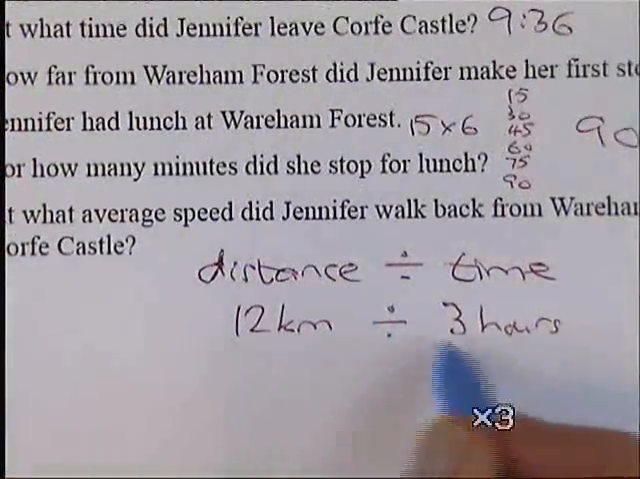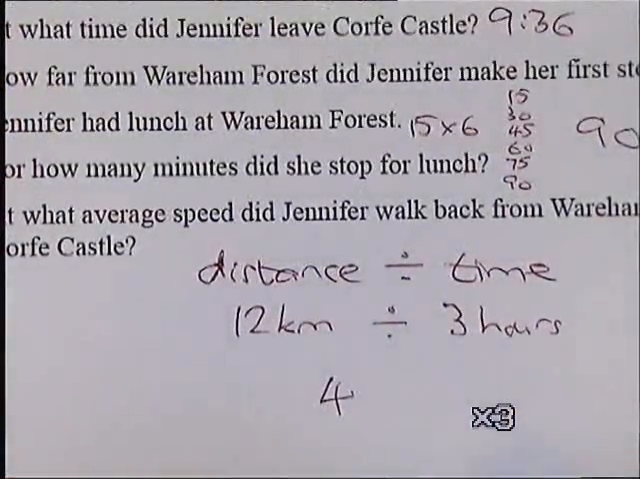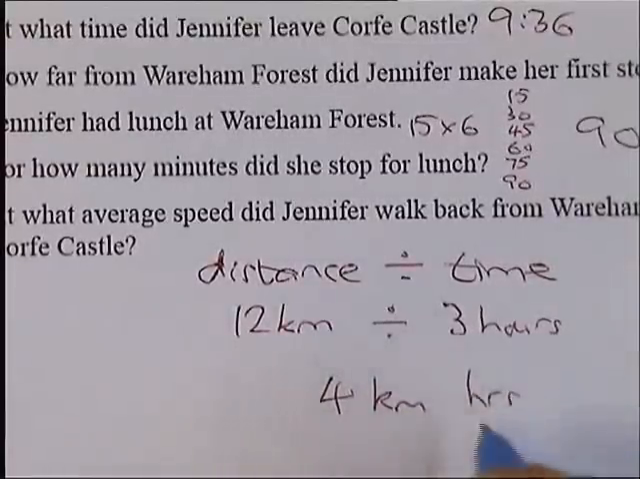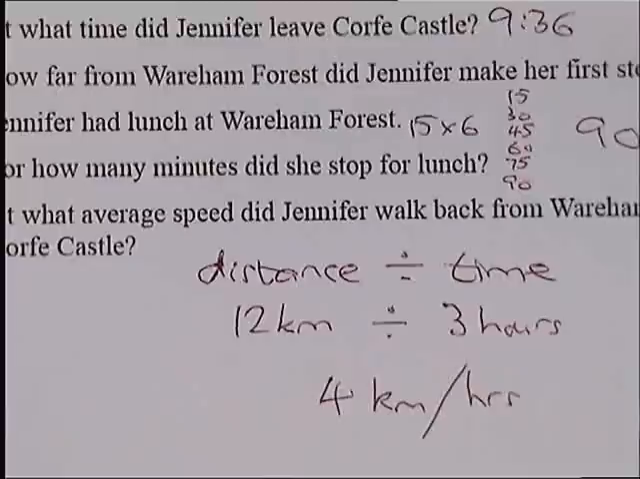So if I do 12 divided by 3, that's 4. And I've done kilometres divided by hours. So that'll be 4 kilometres per hour.